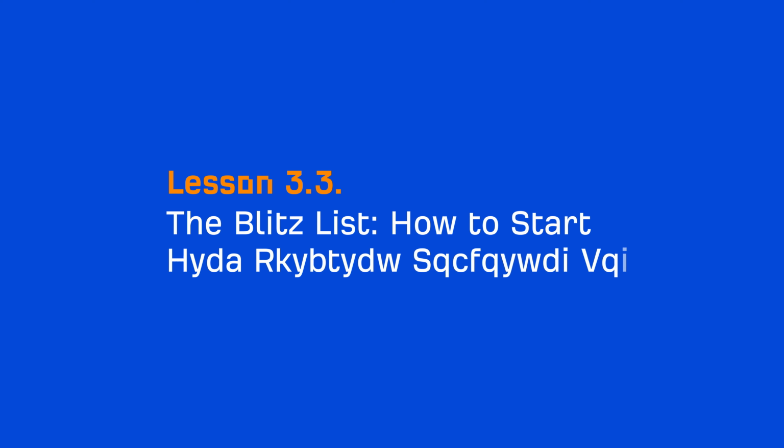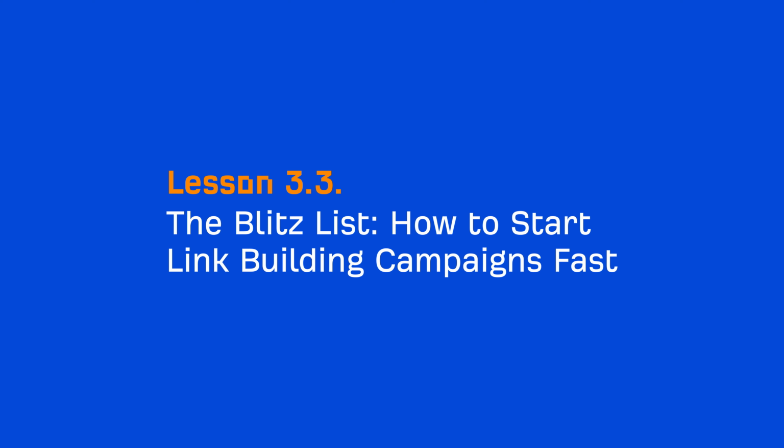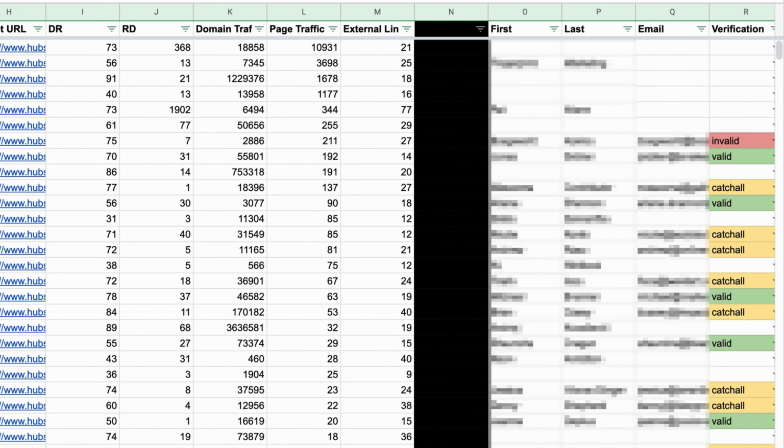So the last thing I'm going to do is run our blitz list to find as many valid emails as we can fast. And I've already covered how to do this in lesson 3.3, so feel free to watch that for more information. Anyway, here's what our sheet looks like now.